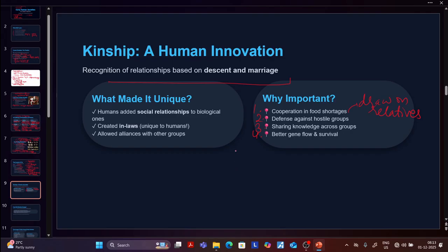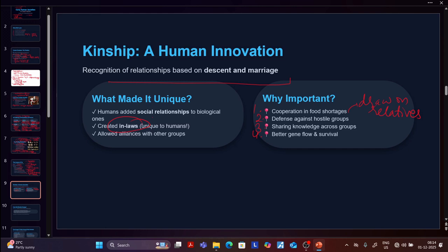What makes kinship unique to humans? Humans created in-laws. In-laws don't exist in nature. Other animals mate, reproduce, raise offspring, but humans created the category of in-laws. The family members acquired through marriage, who are not biologically related. This is revolutionary. It created new forms of social obligation and alliances.